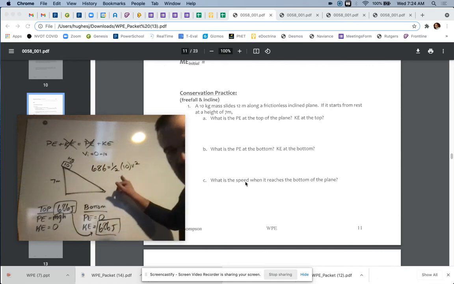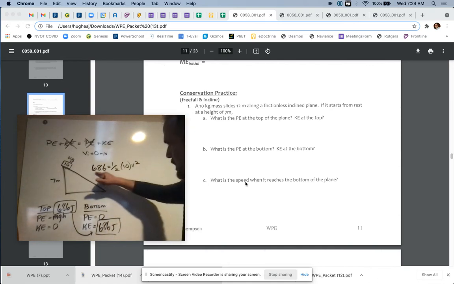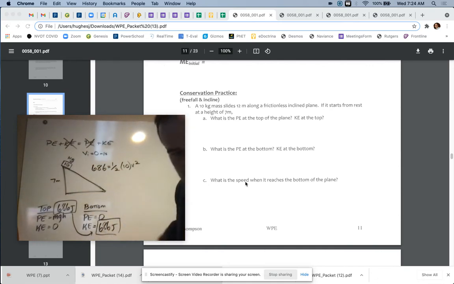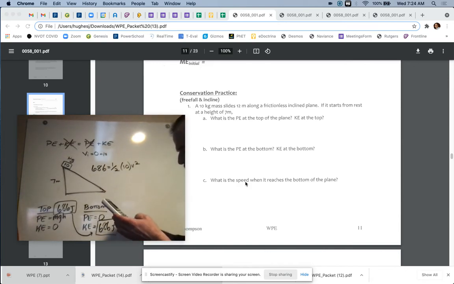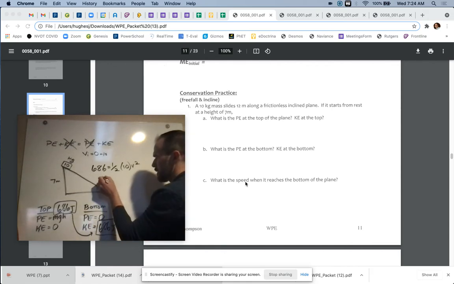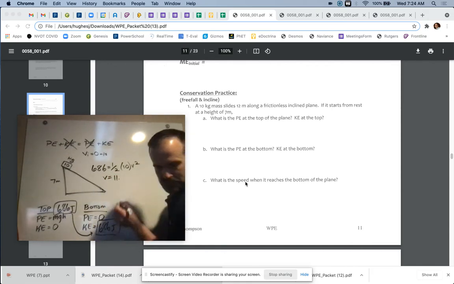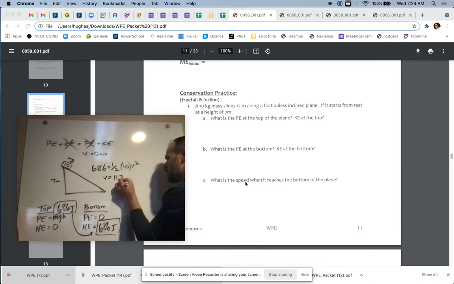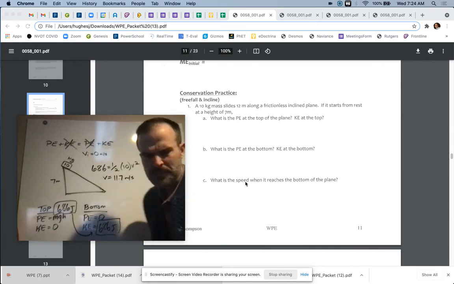Since it's easy enough in my head to do half of 10, I'll just say 686 divided by 5 and then square root what I have. Let's do this. 686 divided by 5, square root answer. 11.7 meters per second. Was it 11.7 meters per second?